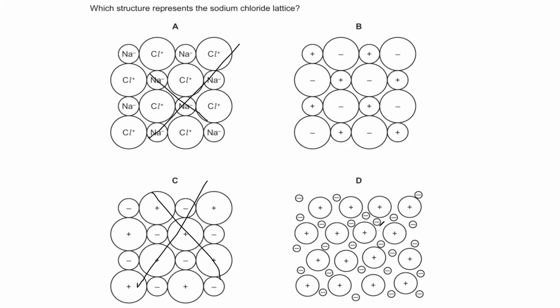Why can D not be an answer? Because the negative ions are so small and they don't have a regular arrangement. So what is the right answer? B is the right answer. Is this question clear?